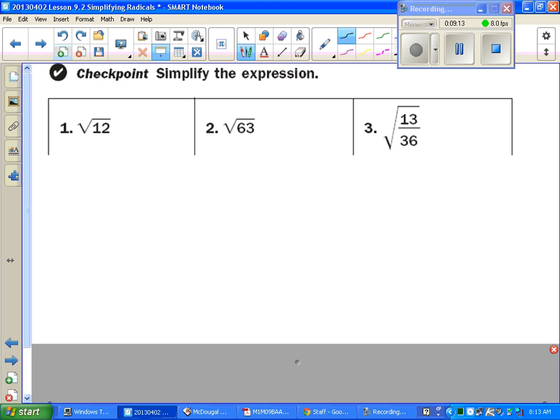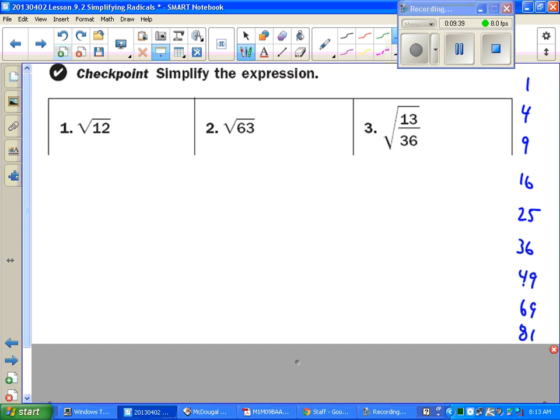Then we have a checkpoint problem. Obviously, the square root of 12 is not a perfect square, but you want to use your perfect squares. Remember, 1 times 1, 2 times 2, 3 times 3, 4 times 4, 5 times 5, 6 times 6. Again, you'll get way more familiar with these numbers as you use them. 7 times 7, 8 times 8, 9 times 9. Which one of those is a factor of the number 12?